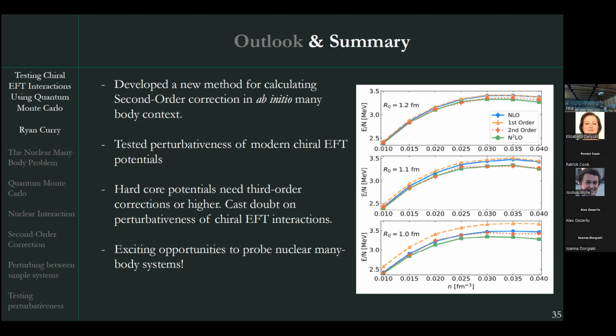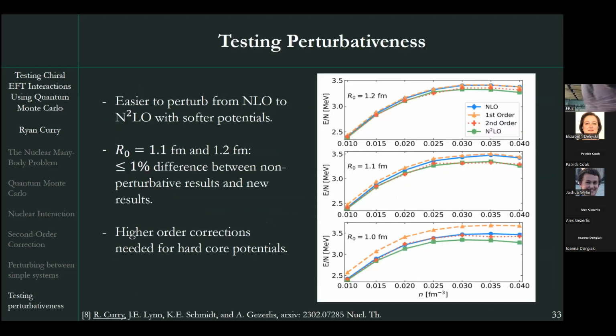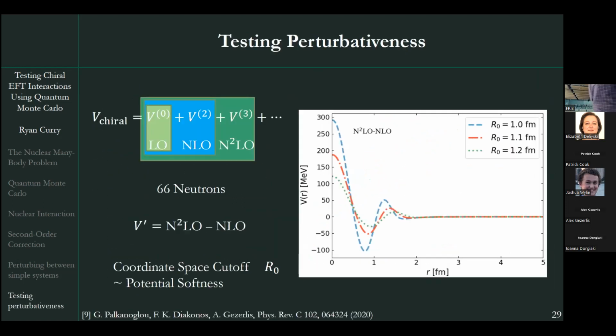Questions? Yeah. So, for the LECs between NLO and N2LO, do you use the same conditions? No, they're different. Yeah, they're fit separately, and then the perturbation is just you take N2LO and subtract off the NLO.